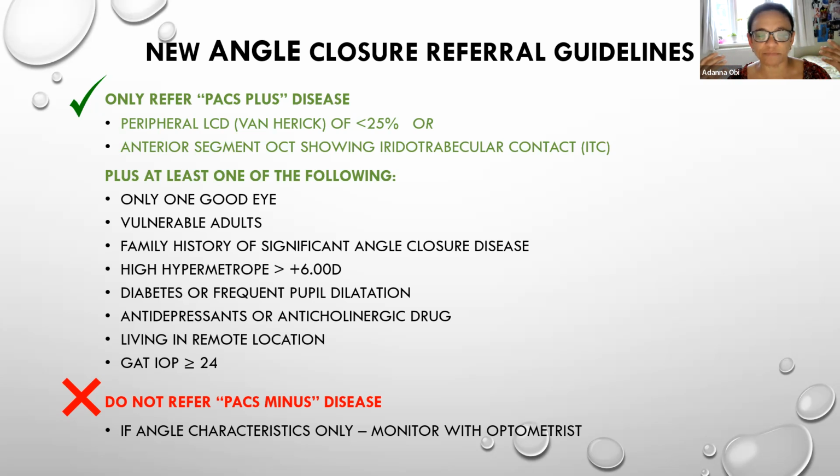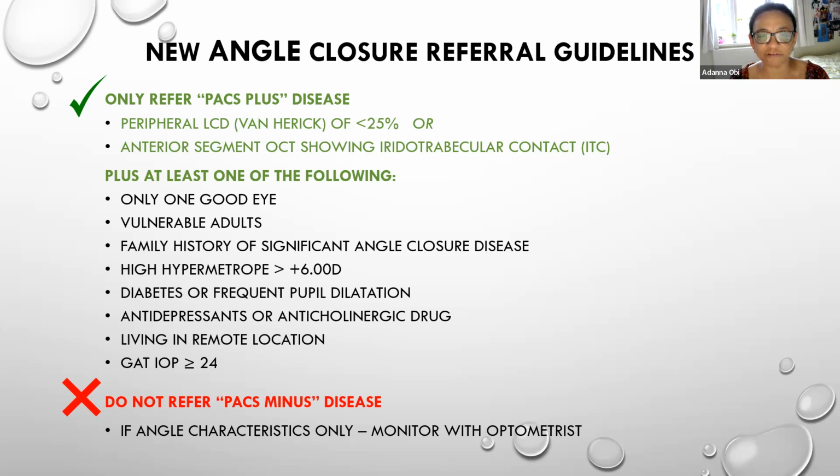So if they've only got one good eye, obviously you're not going to take any risks, so you're going to refer. If they're vulnerable, so that is people with learning difficulties, dementia and so on, who are not going to maybe notice when things are progressing, or know how to get in touch with an optometrist or any healthcare practitioner if they have any concerns. Obviously that might be someone you'd want to refer.